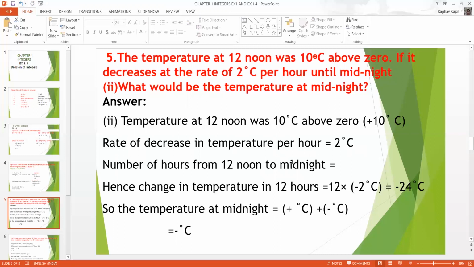First of all, we will find out the number of hours from 12 noon to midnight, because we have to find out the temperature at midnight.